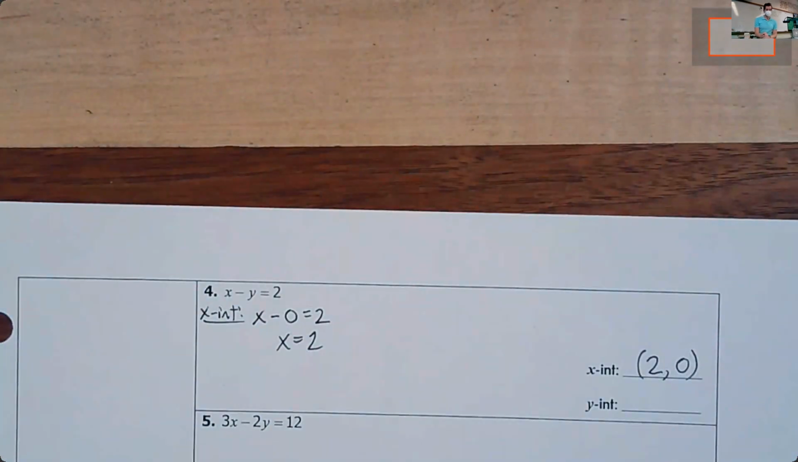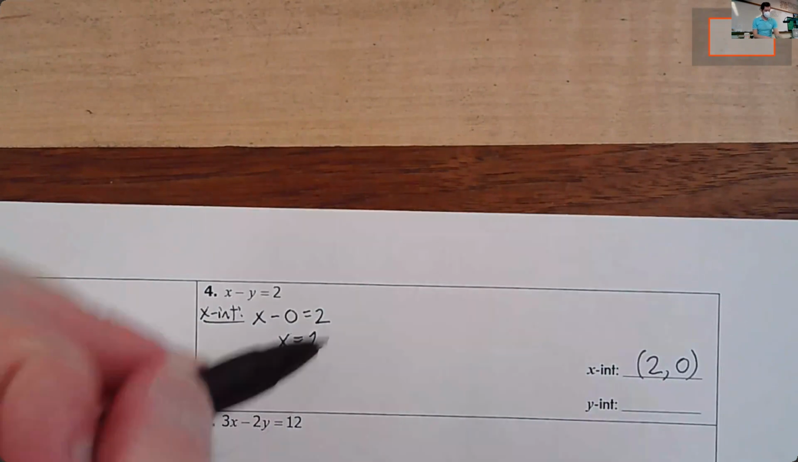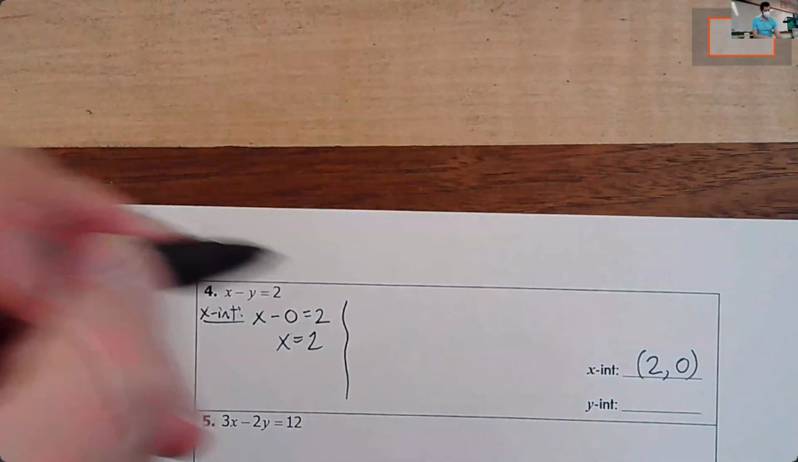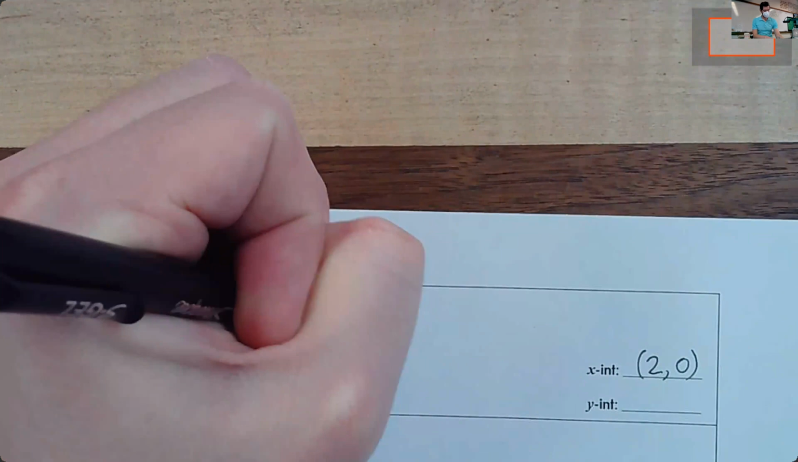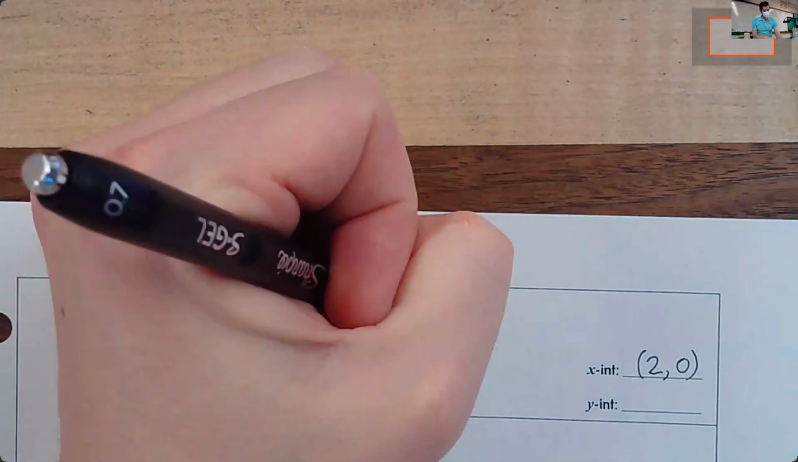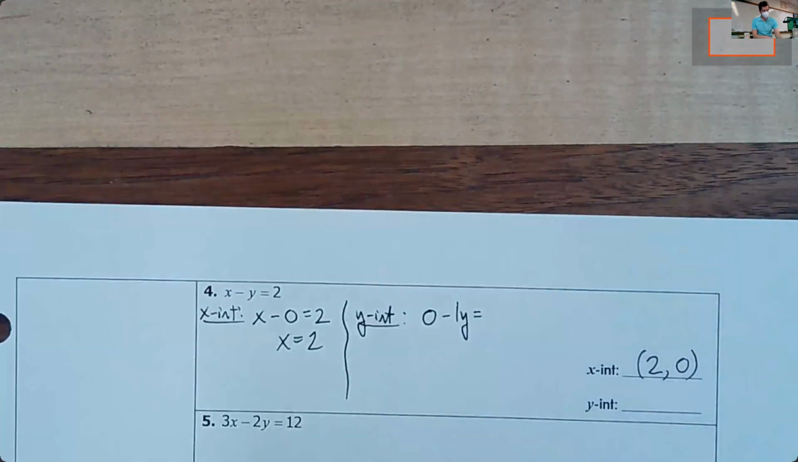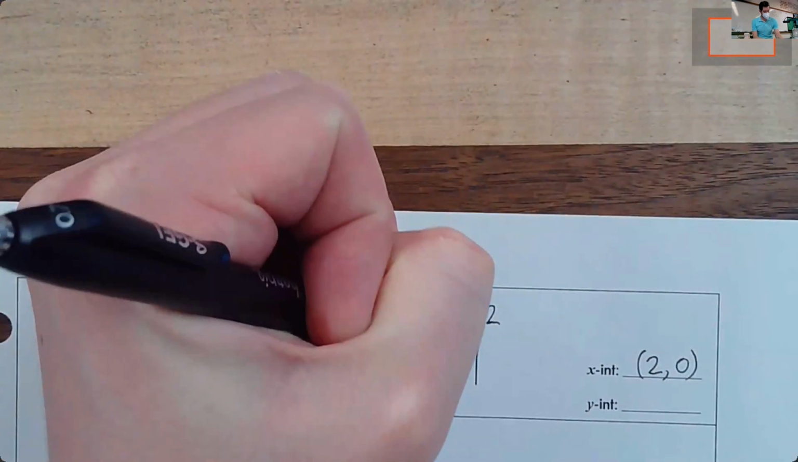All right, the y-intercept is going to be 0 minus, I'm going to put a 1 with it, 0 minus 1y equals 2. So on the left side of the equation here, 0 minus 1y is just negative 1y. The 0 doesn't actually need to be there. So we'll say negative 1y equals 2.